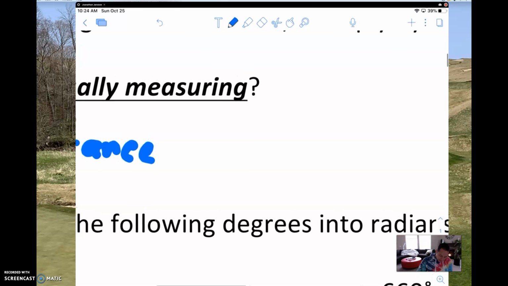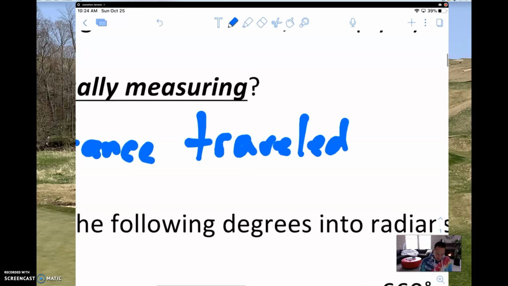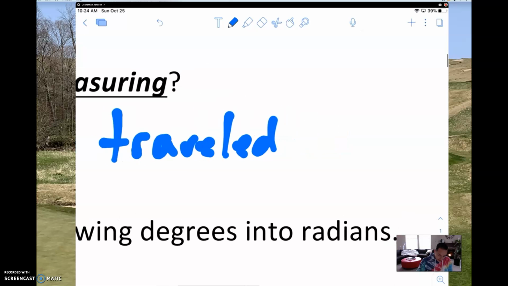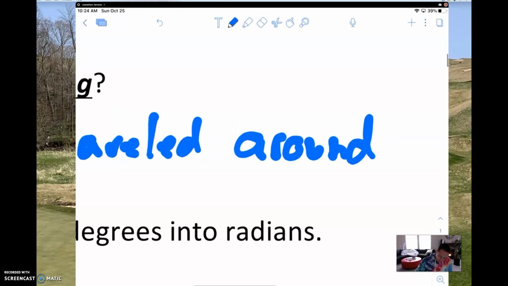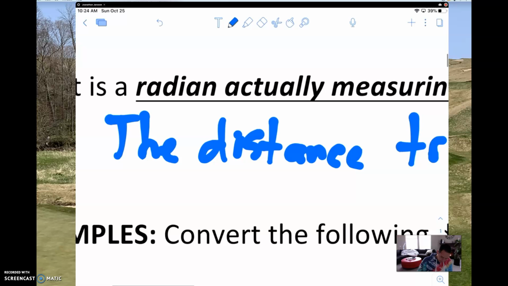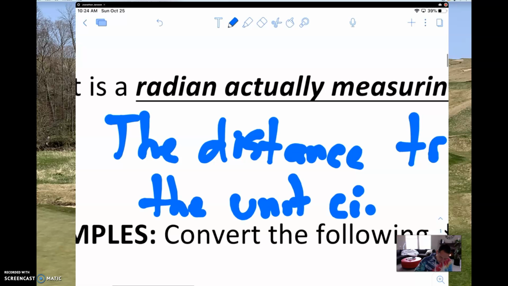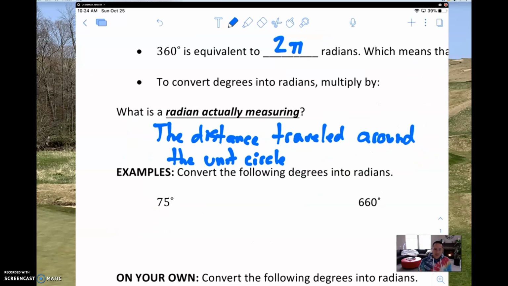traveled, I don't know if traveled has 1 or 2 L's now. You can look it up. Around the unit circle. So that's as simply as I can put for what a radian is actually measuring. It's the distance traveled around the unit circle.